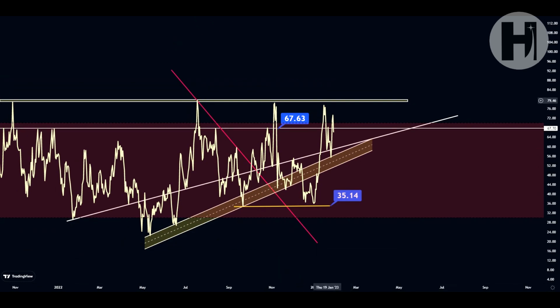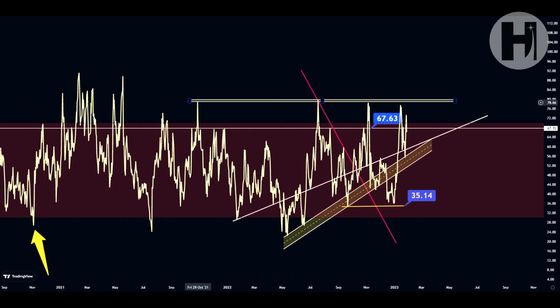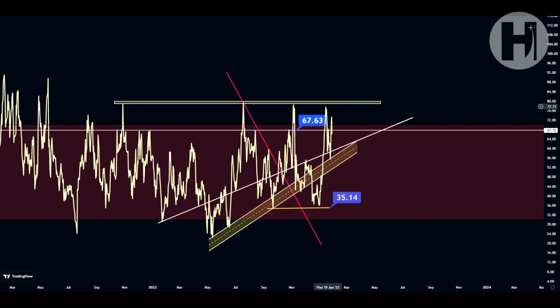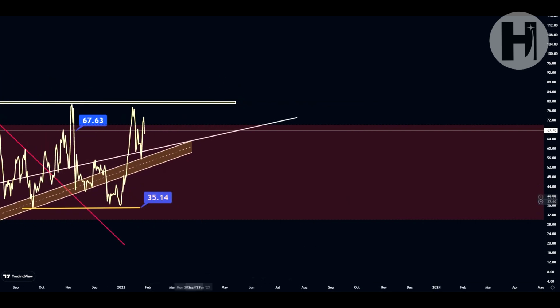We almost got to the resistance block above us, the one that we retested multiple times. So once in October 21, once in July 22, and almost once again here in November 22, once again in January 23, almost getting there. So right now we're very close to the overbought, and I think we're going to be seeing a pullback.